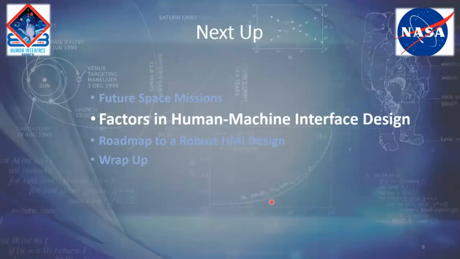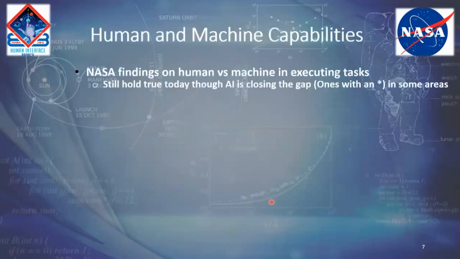So next up, I'm going to spend a little bit of time on factors in human-machine interface design. I first want to talk about the human element and set the stage with many things that were not taught to me in school when I was an undergrad in engineering and even in my master's in systems engineering, but that I learned along the way over the many years that I've been involved with NASA. I first want to talk about the human-machine capabilities. NASA's findings on this occurred many years ago in executing tasks, and it still holds true today.